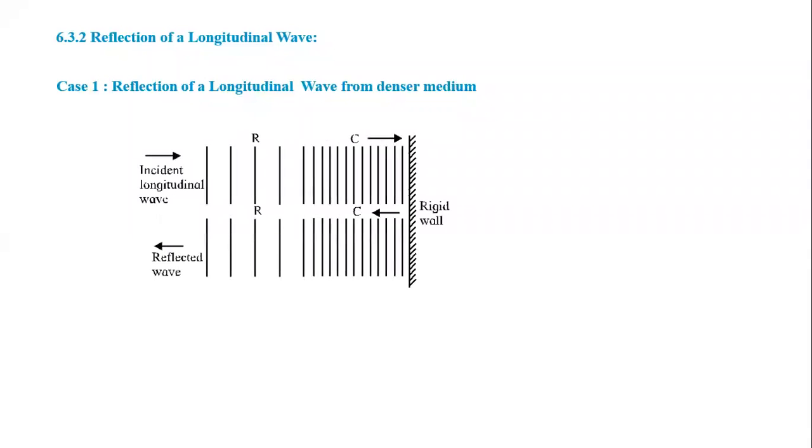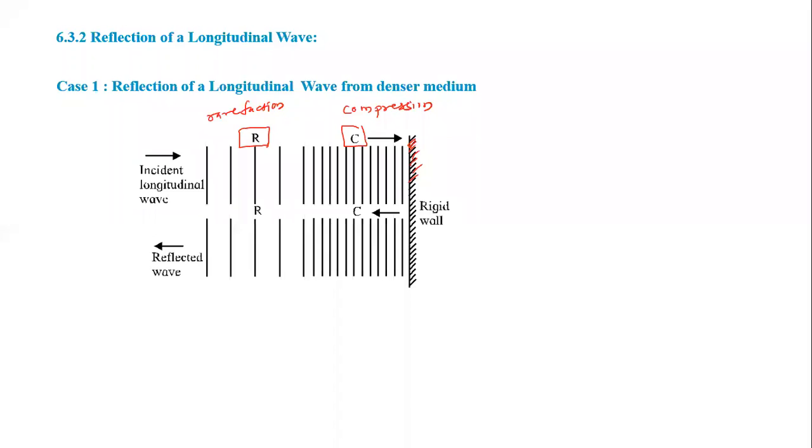You can see this diagram here. These particles are closer, so this is a compression. The particles of the medium are well separated, this is a rarefaction. So C for compression and R for rarefaction. Okay, so this is the denser medium, meaning a wall. When the longitudinal wave is incident on this rigid wall, it reflects.